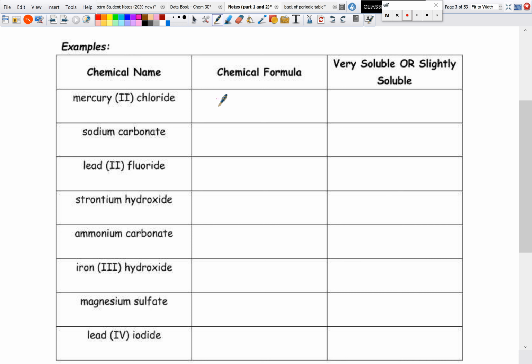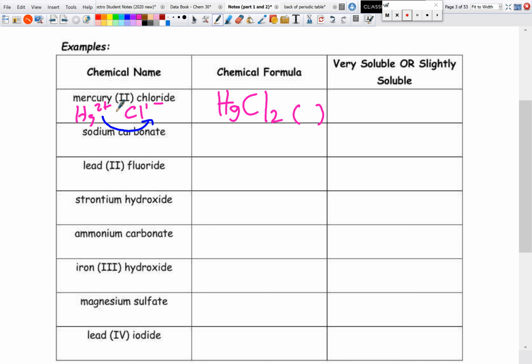You have to remember to apply drop and swap to figure out the correct chemical formula. Mercury 2 means we have Hg2+, the chloride is Cl1-. When we do our drop and swap, the 2 is going to go in front of the chlorine, the 1, well, we don't really need to write out 1, but we have our chemical HgCl2. Now I'm going to leave this blank.